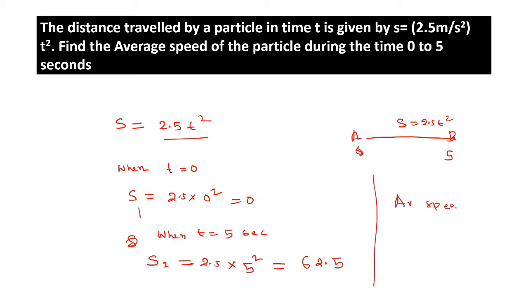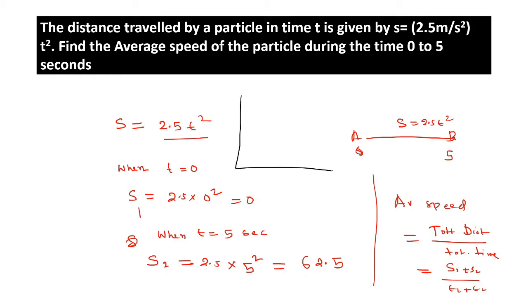What is the average speed? Average speed is total distance by total time. So what is the total distance? That is s1 plus s2, by the total time, that is t1 plus t2. Now just try to understand what the total distance is. I'm writing here: the total distance is 0, s1 is 0 and s2 is 62.5, by 5, because the total time is 0 to 5 seconds.